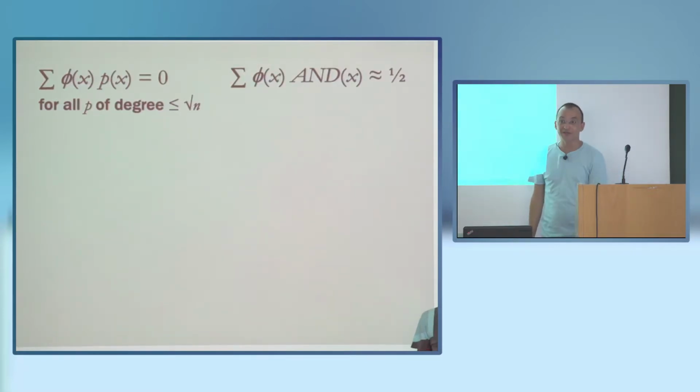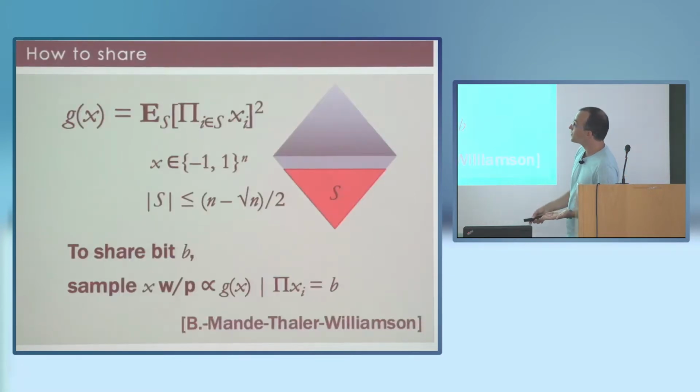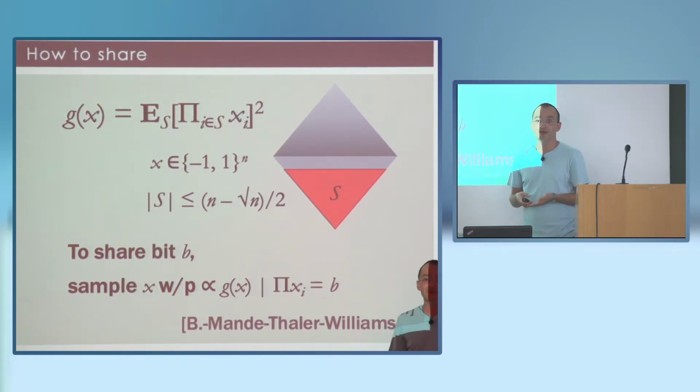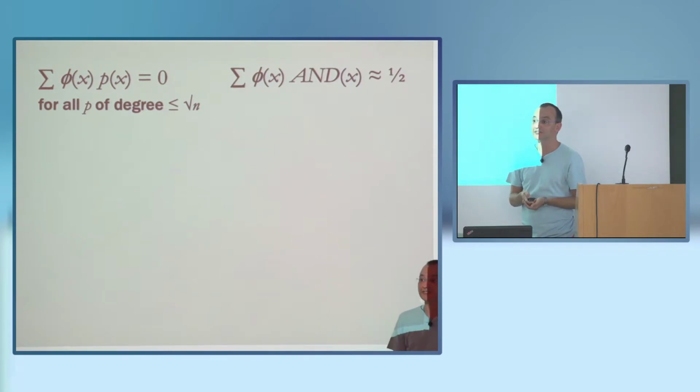Okay. So here is the security proof. This is the first thing I want to show you. So what do I need to do to argue security? First, I need to argue that the difference between these two distributions, when I write down the probability mass functions, is orthogonal to all low-degree polynomials. And the second thing is that I have high correlation with the AND function.